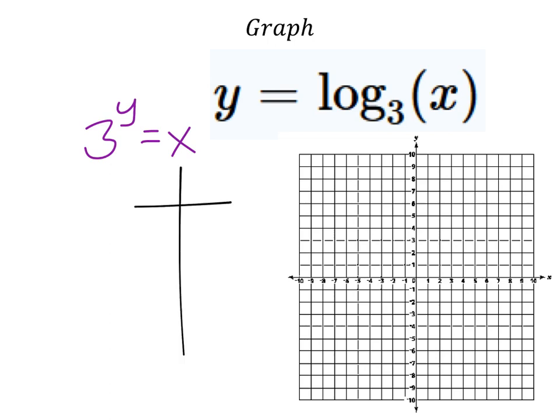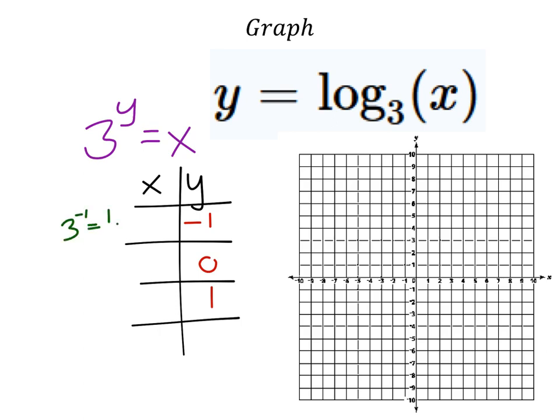So when we make our table, x and y, we're actually choosing values of y instead of x. So we could do -1, 0, and 1, which is what we would usually do for linear type equations. So if y is -1, 3 to the power of -1 is 1/3. So that gives me that point, 1/3, -1. It's not perfect, but somewhere in that area. Then we got 3 to the power of 0, which is 1. So again, that gives us another point, 1, 0. And 3 to the power of 1 is 3.